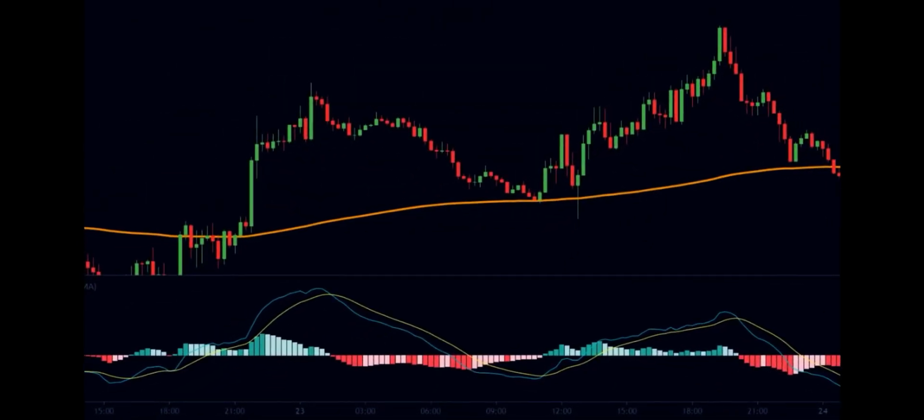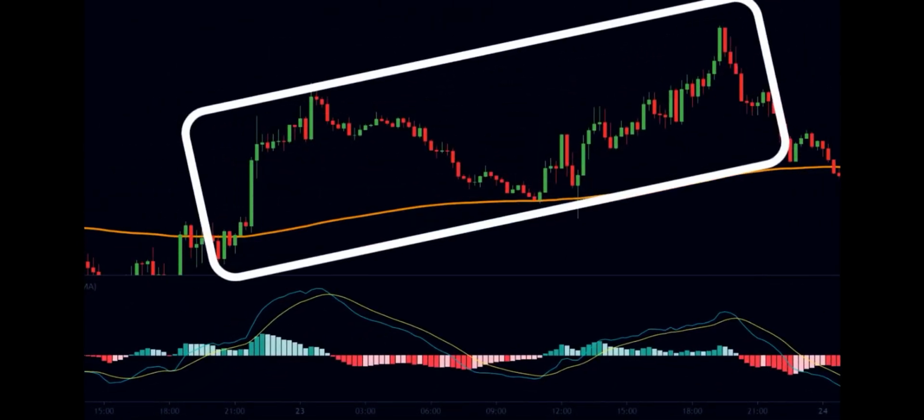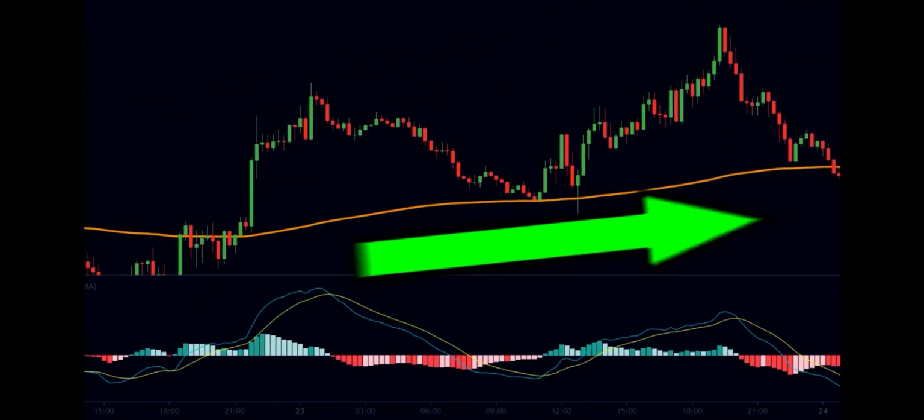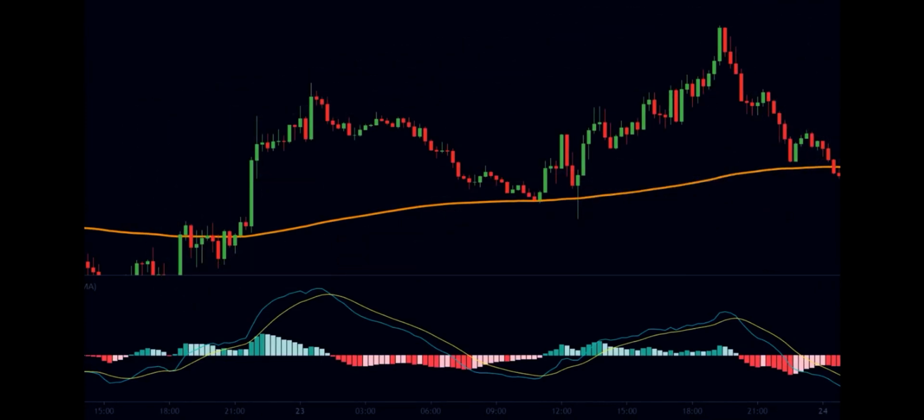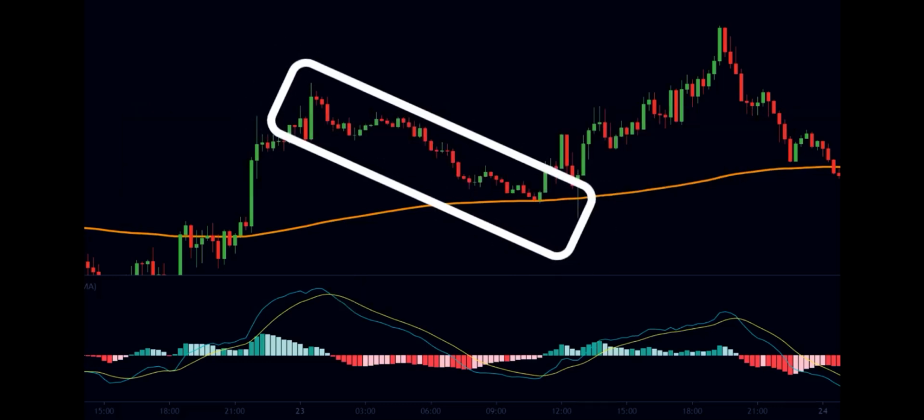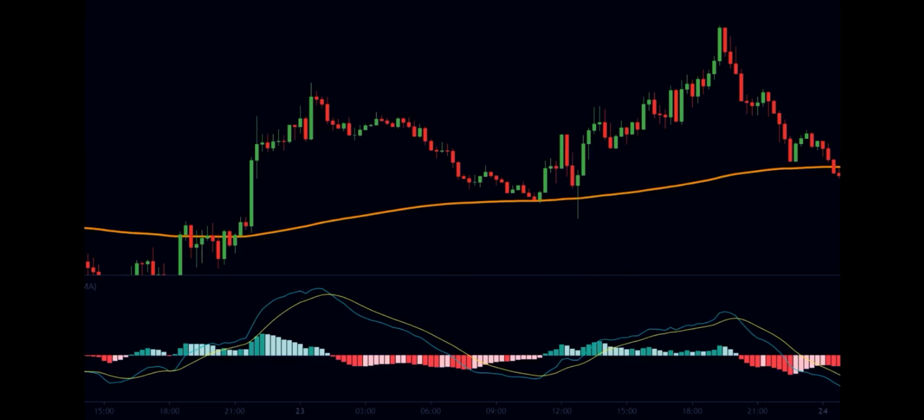Here on this chart, we see that the price is trading above the 200 EMA, and the EMA is also sloped upwards. Hence, we can say that the price is in an uptrend. Now, in an uptrend we will be looking for a buying entry only. So we want to wait for a pullback. Here we see a strong pullback as the price moves towards the 200 EMA.